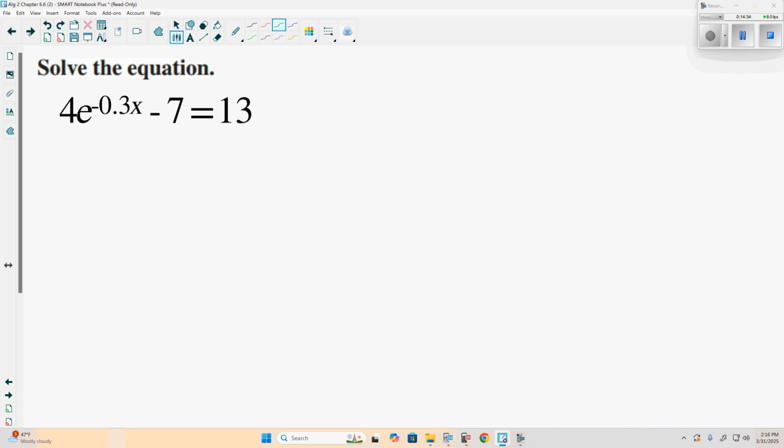4e to the negative 0.3x minus 7. Do we have one term on either side? Well, we have 13 on one side, yes? On the other side, we have the 4e, and we also have the minus 7. So before we can apply logs to it to get that variable out of the exponent, we need to reduce the left side to a single term. What can we do first? We can add 7, because our negative 7 plus 7 would reduce, leaving us with 4e to the negative 0.3x is equal to, guys, what's up here?